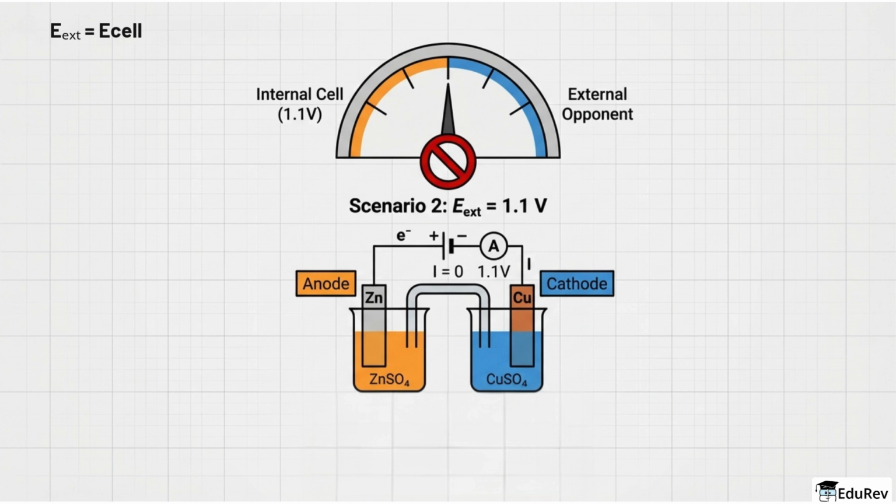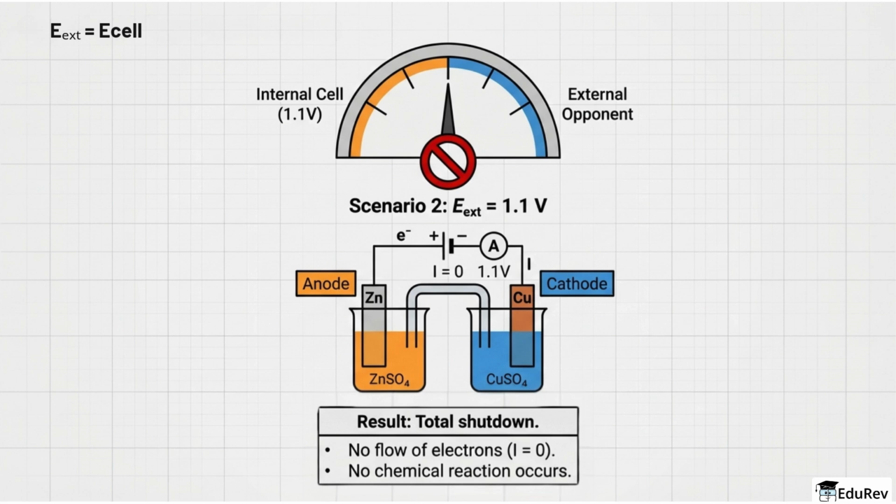When the external voltage exactly matches the cell voltage, the system shuts down completely. No electron flow, no current, no chemical reaction. This is an important conceptual point because it shows that the cell works only when there is a net driving force. At exact balance, the push and the opposition cancel each other out. That is the equilibrium point for the working cell.